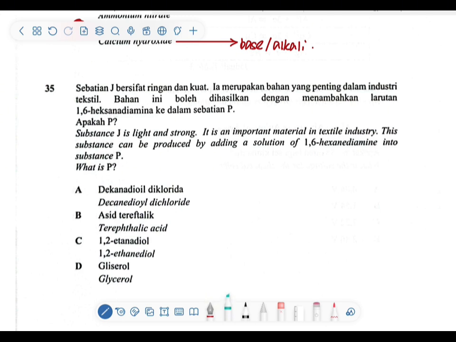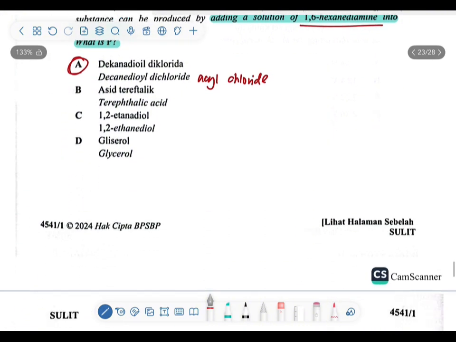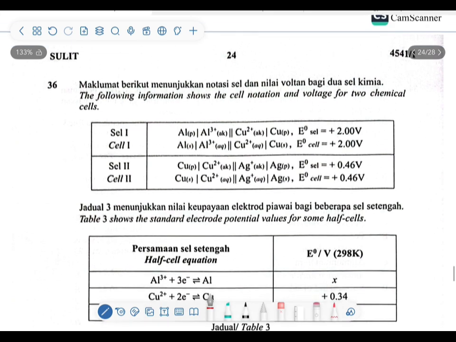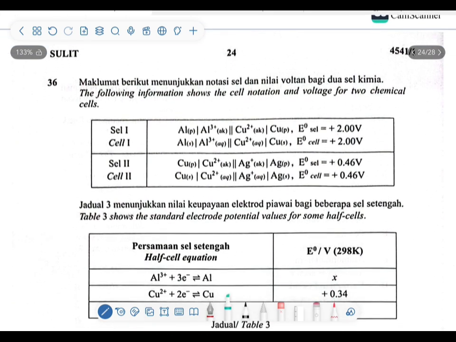Okay, for question 35, substance J is light and strong. It is an important material in the textile industry. The substance can be produced by adding a solution of 1,6-hexanediamine into the substance P. What is P? So P is actually this decanedioyl dichloride. It is actually an acyl chloride. And then when it reacts with this 1,6-hexanediamine, it will become one of the materials in the textile industry. Okay, for the next question.